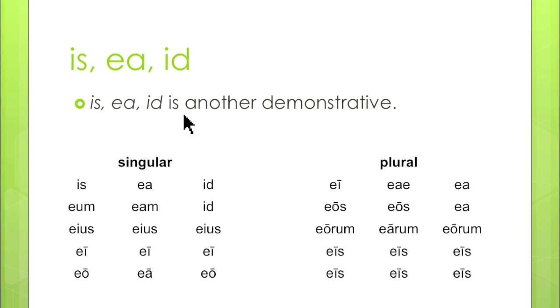Is, ea, id is another demonstrative, which is of extreme importance. It is introduced in the grammar for 3a. Here it is declined. Its singular is a little bit tricky and just has to be memorized. Its plural, on the other hand, is really easy. Its plural declines pretty much exactly like the plural of a standard first and second declension adjective, like multus, multa, multum.